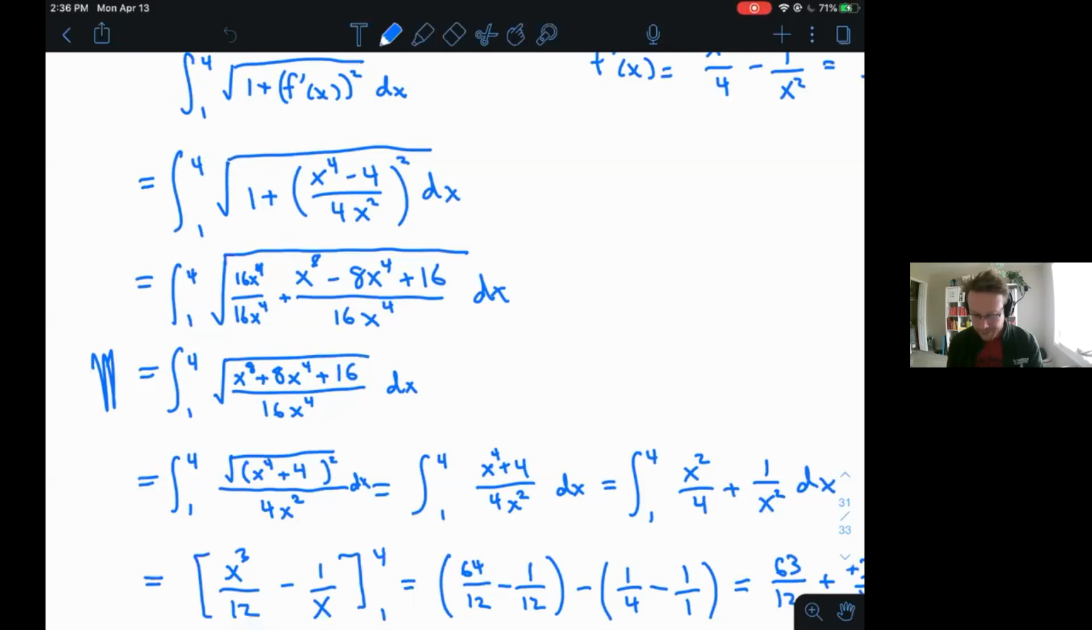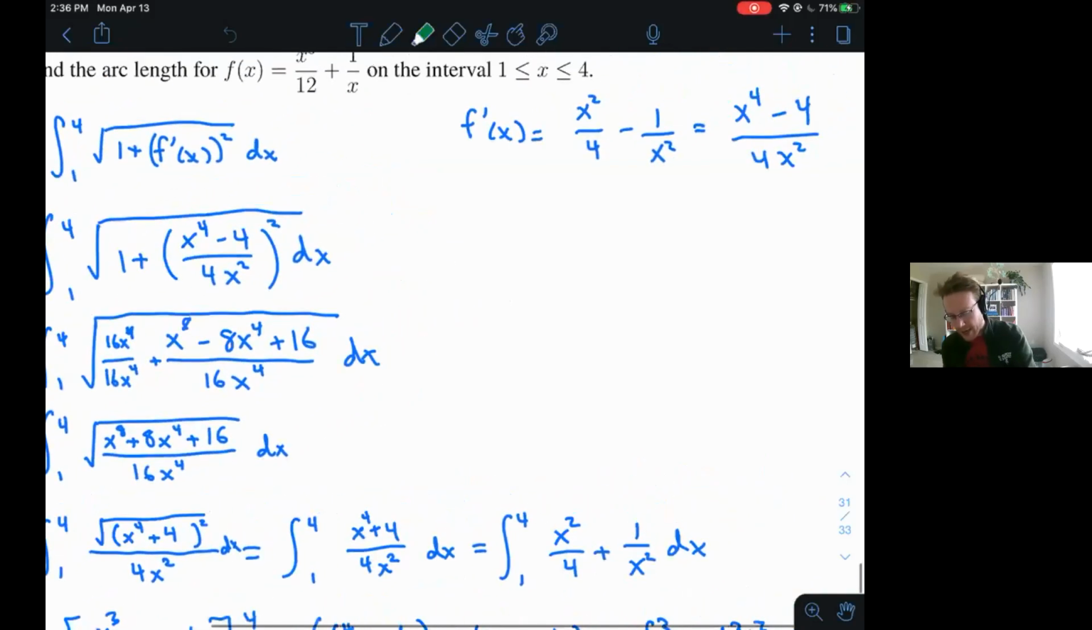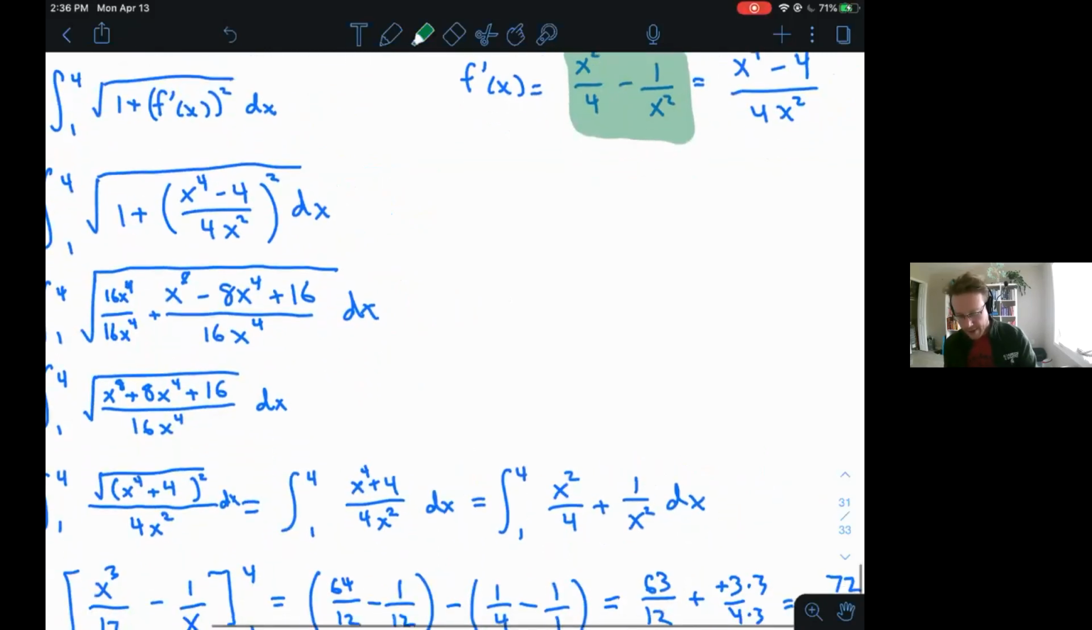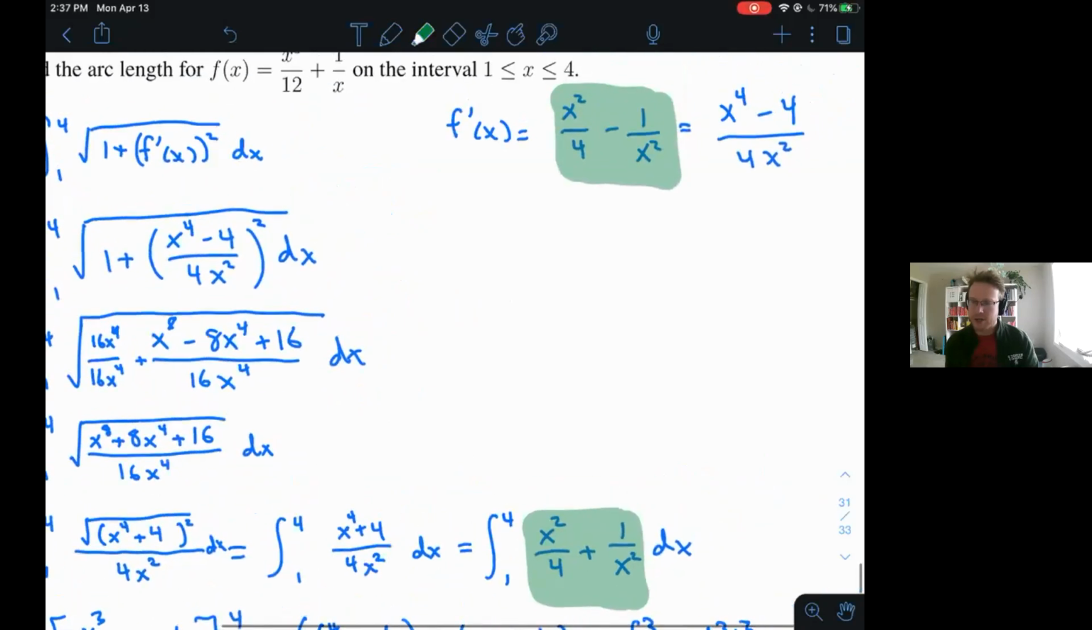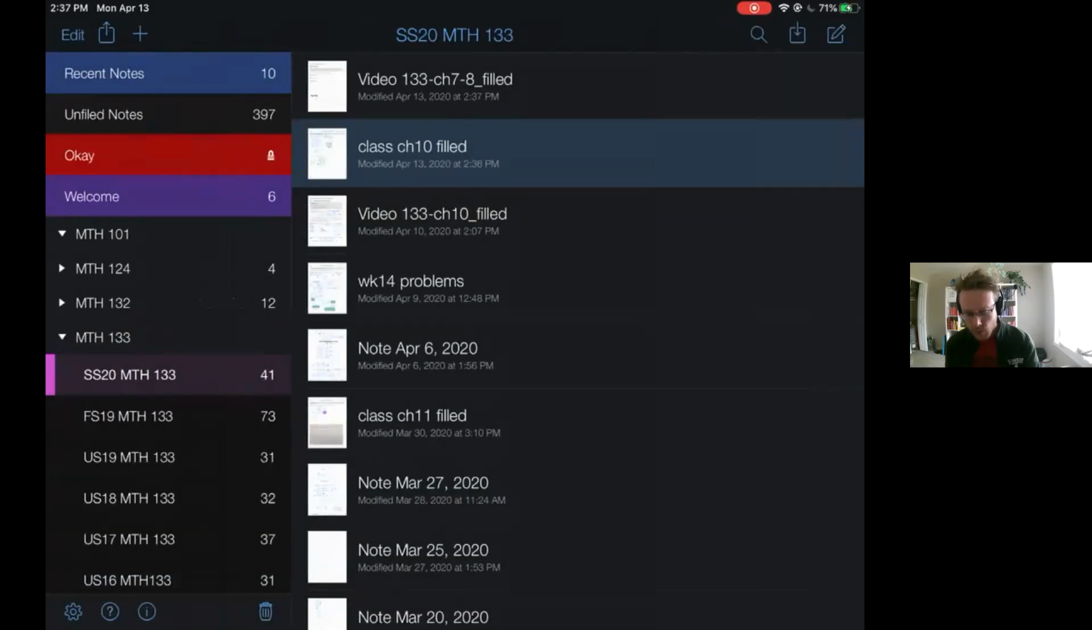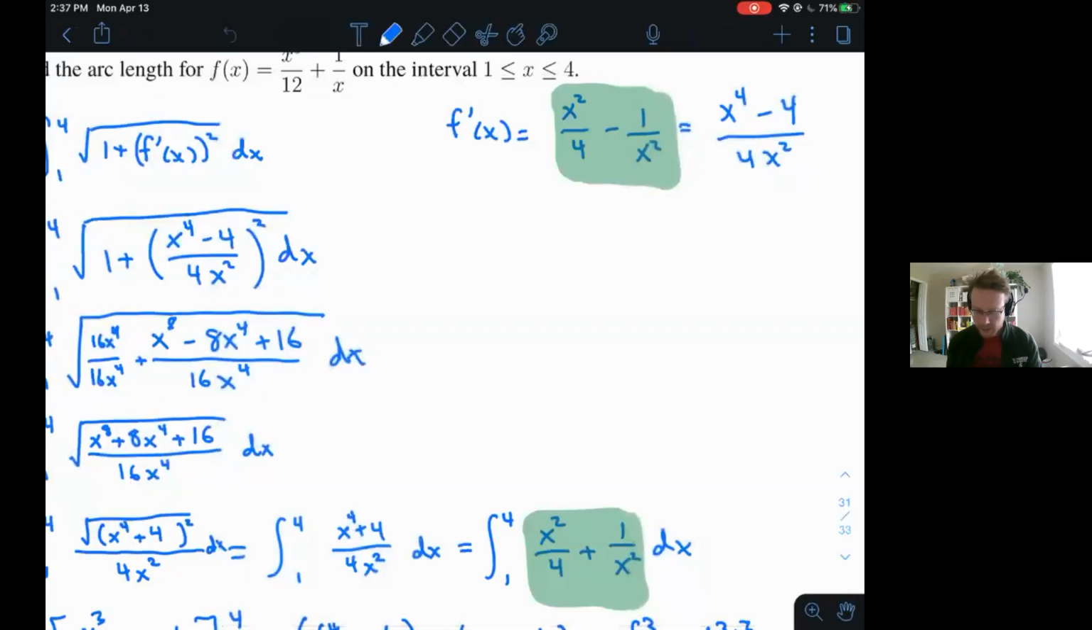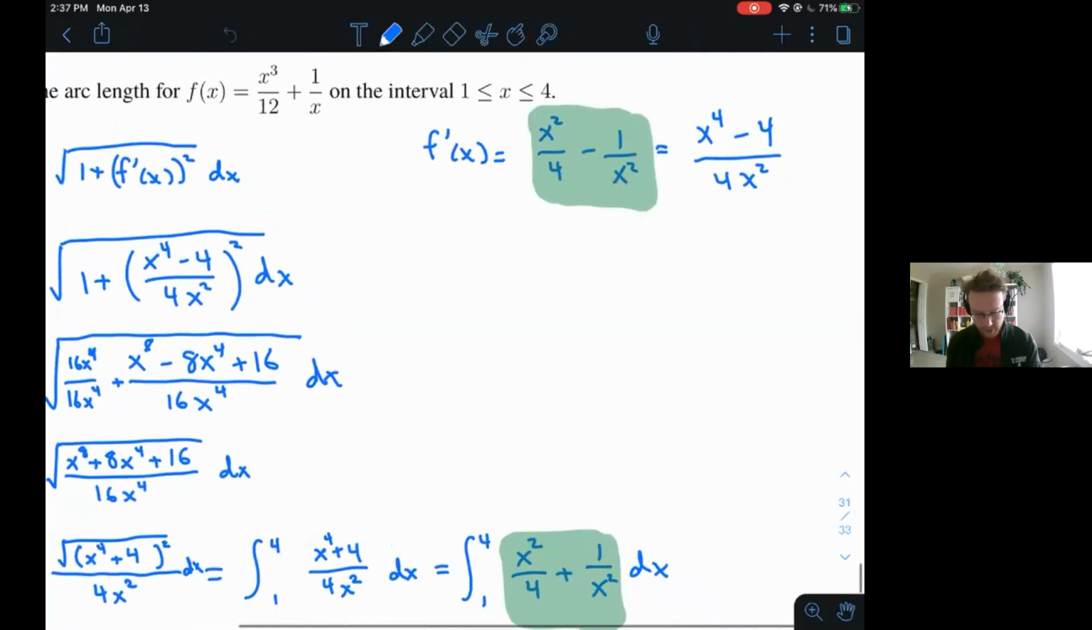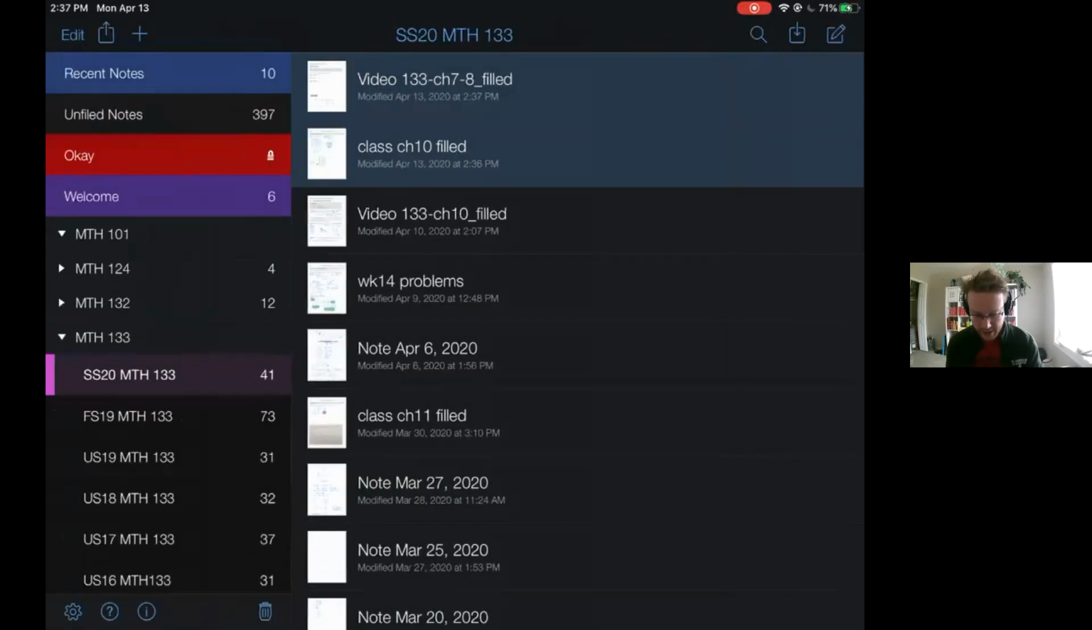FYI, notice that you started off with x squared over 4 minus 1 over x squared here, and the thing that you simplified down to was the exact same, but you just had a plus instead of the minus. And that's exactly where we're headed as well. When we look at ours, in this case, we started off with, I clicked on the exact same one.